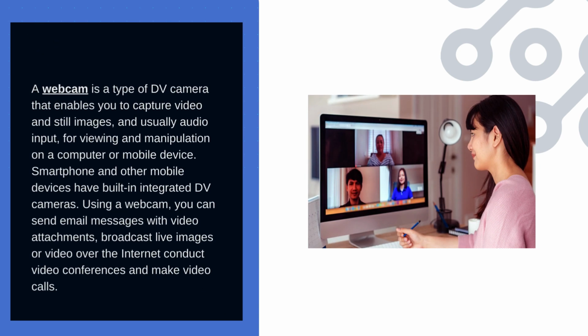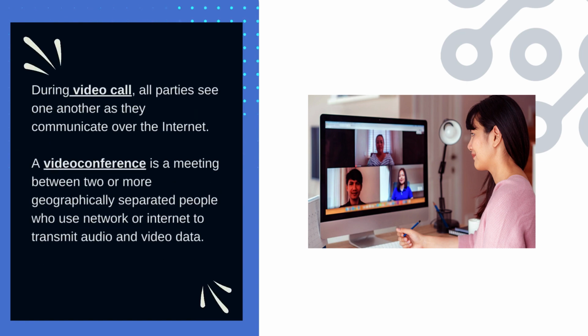A webcam is a type of digital video camera that enables you to capture video and still images, and usually audio input, for viewing and manipulation on a computer or mobile device. Smartphones and other mobile devices have built-in integrated digital video cameras. Using a webcam, you can send email messages with video attachments, broadcast live images or video over the internet, conduct video conferences, and make video calls. During a video call, all parties see one another as they communicate over the internet.